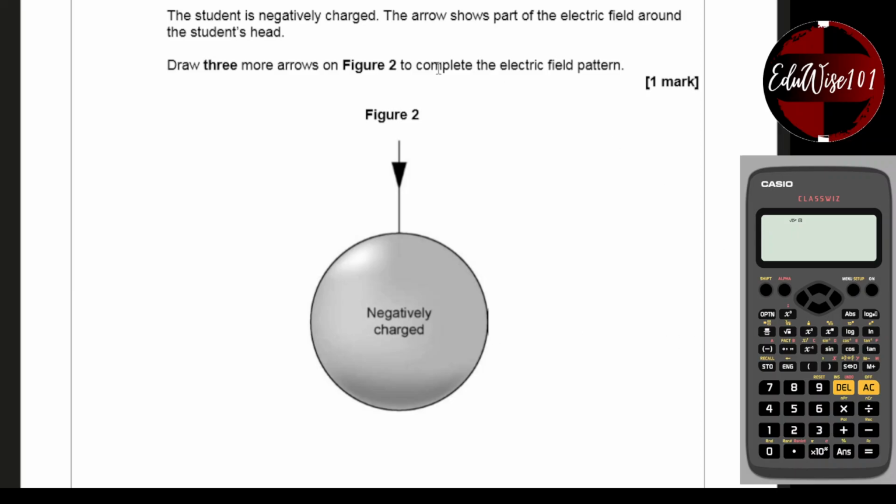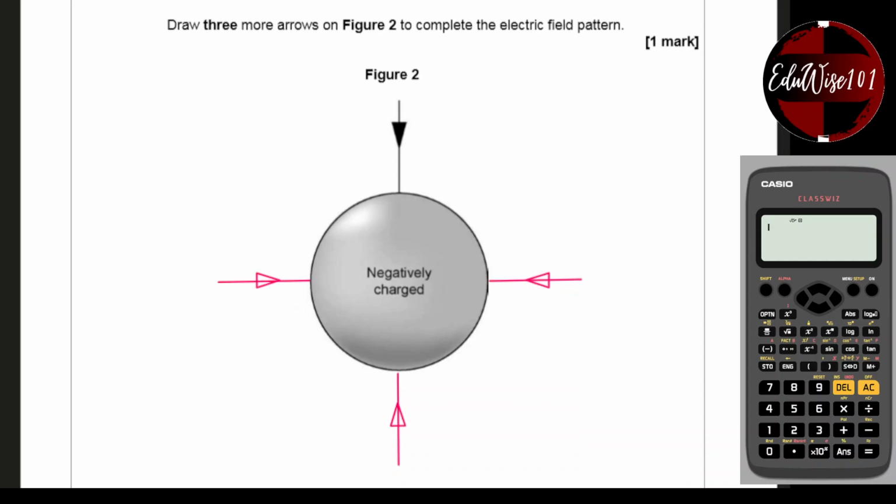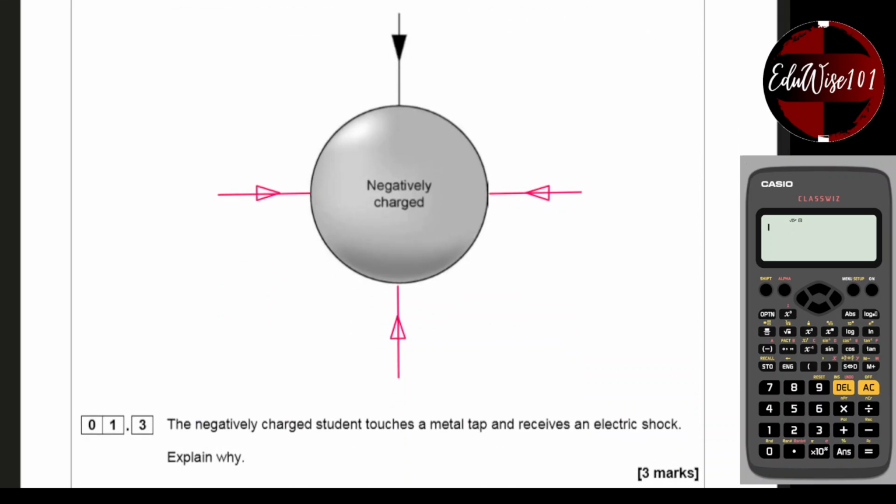So they're asking you to draw 3 more arrows, which should be equally spaced. So you would draw 4 lines equal in length and equally spaced, and they should all be pointing inwards or towards the negative charge, like this. That should give you 1 mark.